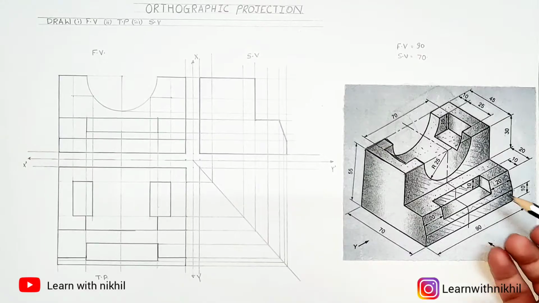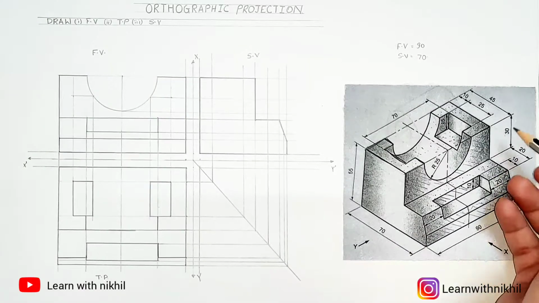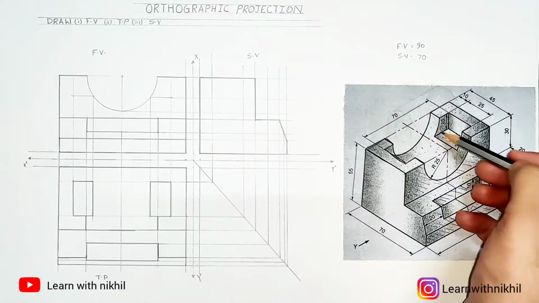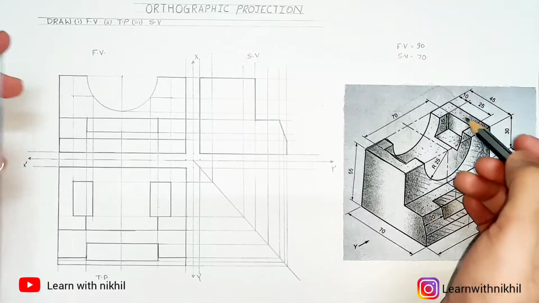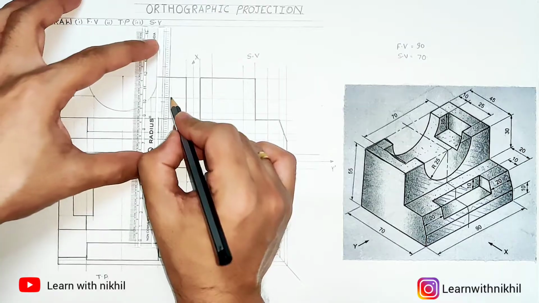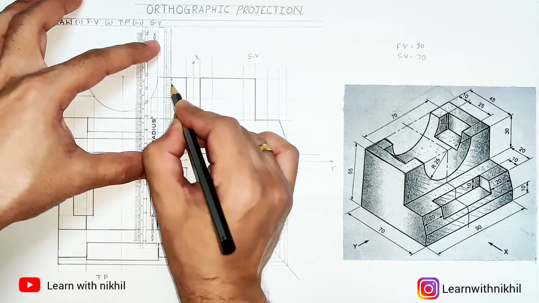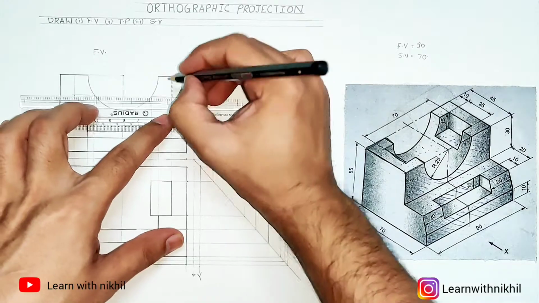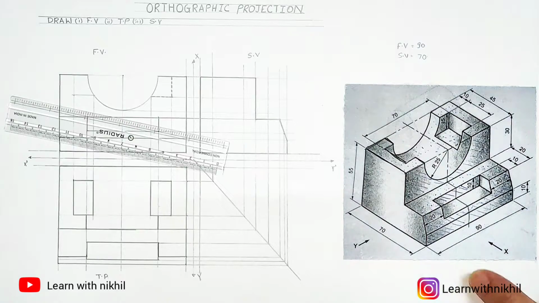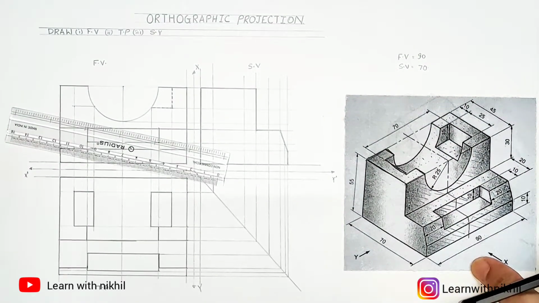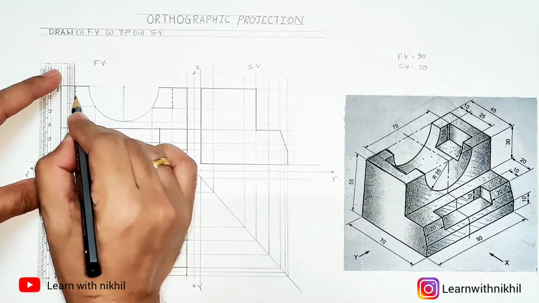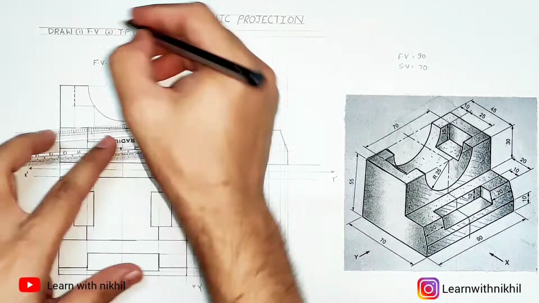Now we have to draw the hidden views. Now from the front side, this part is hidden. It is visible from the top view, but it is hidden in the front view and hidden at the side view as well. So this line is this. So we will draw dotted lines, as hidden lines are drawn dotted. Same on the other side. Here also it is hidden, so we will draw dotted lines.